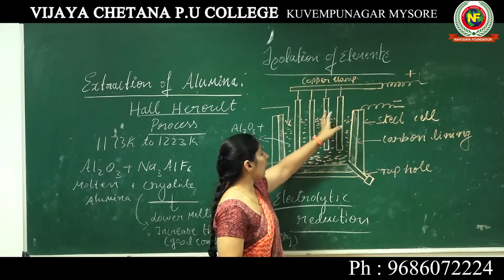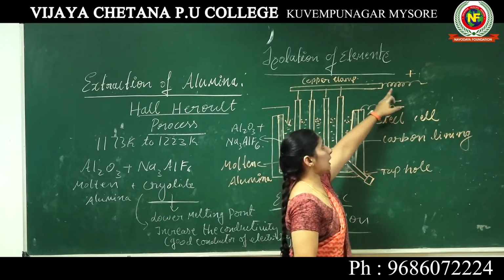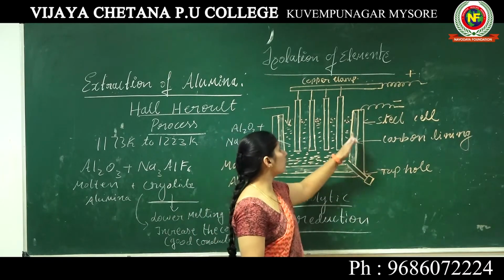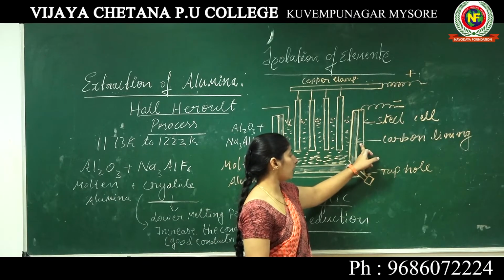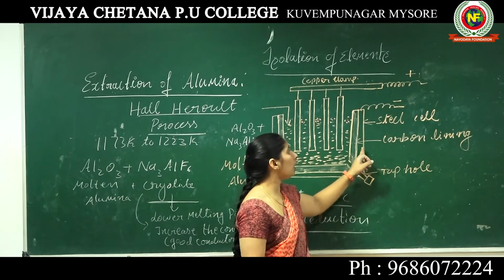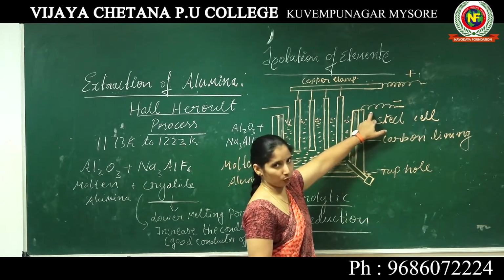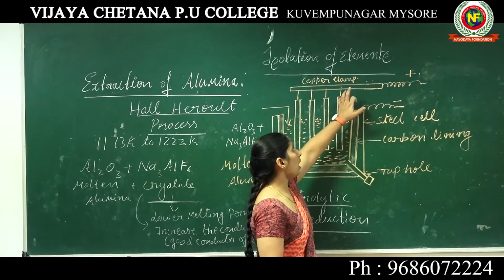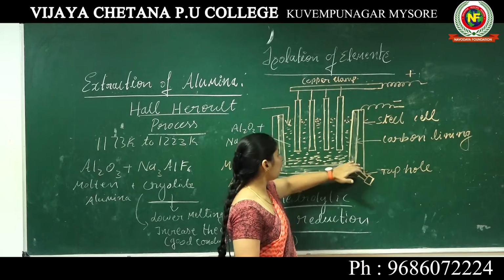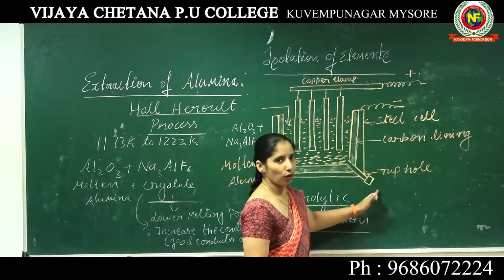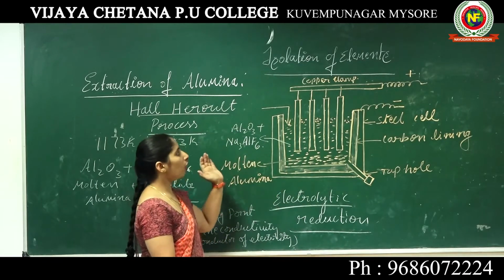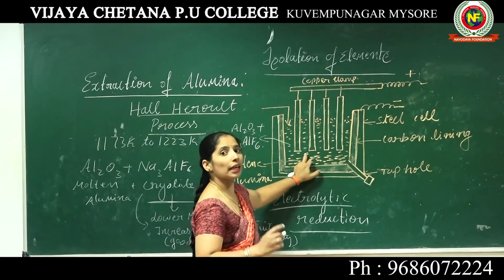This bunch of graphite rods acts as an anode, whereas the cast iron tank, lined with carbon, itself acts as a cathode. Got it? Here one tap hole is there to remove the pure aluminum. So now the process will start. Now the electrolysis will be carried out.